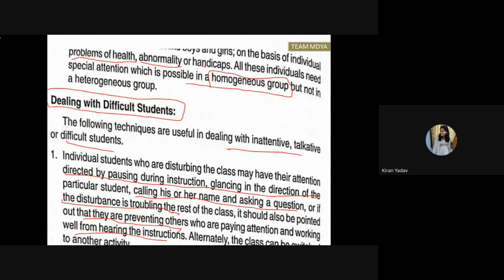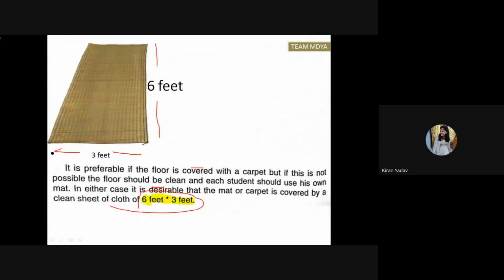Anybody have any problem in class? No. Sitting arrangement. Okay.